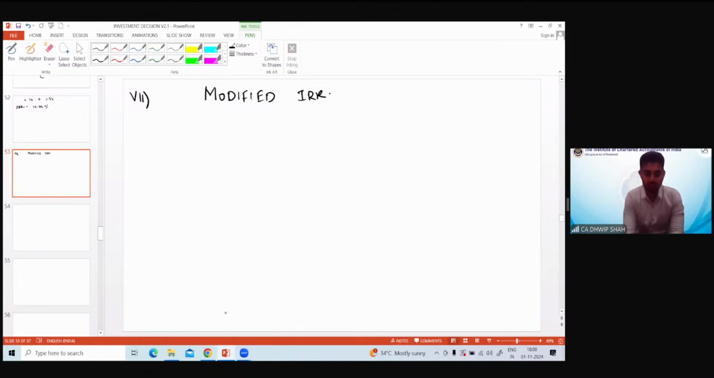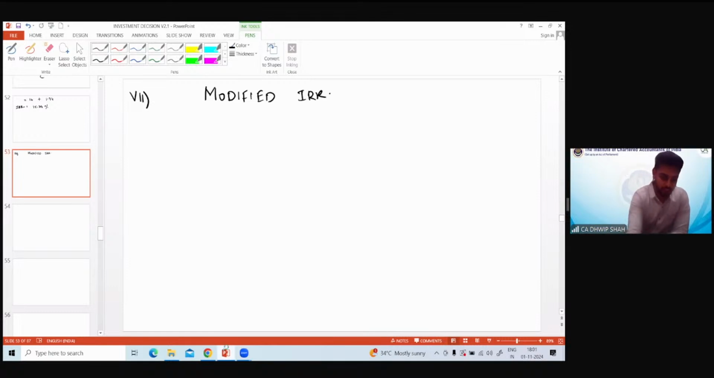In the last two sessions, we have covered 6 capital budgeting techniques: payback period, discounted payback period, accounting rate of return, net present value technique, IRR technique, and profitability index or desirability factor. So hope you have revised those capital budgeting techniques. And today we are going to start with the last technique of capital budgeting, called modified IRR.